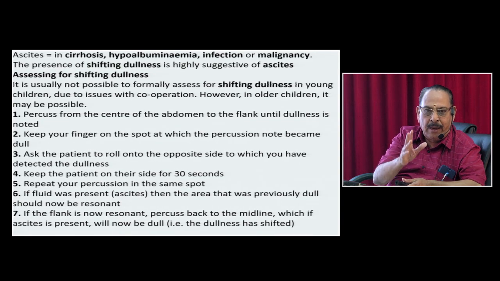How do you grade? Mild, moderate, severe. Mild, Pudelstein positivity. Moderate, shifting dullness. Massive, fluid thrill.